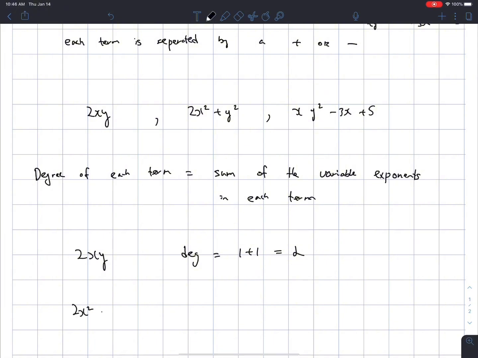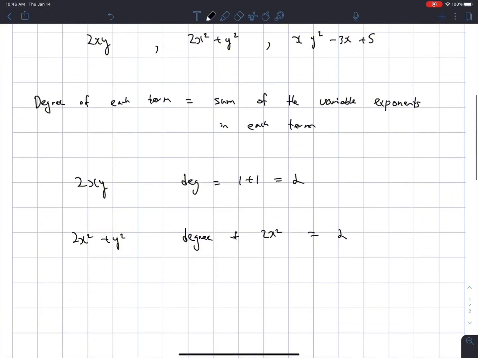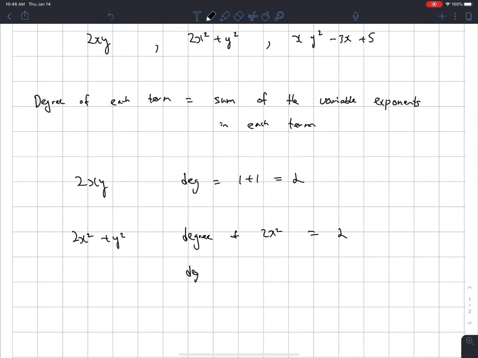For 2x squared plus y squared, the degree of 2x squared equals 2. Just a variable exponent here. We only have one variable exponent. And the degree of the second term, y squared, is also 2. Again, just a variable exponent here.